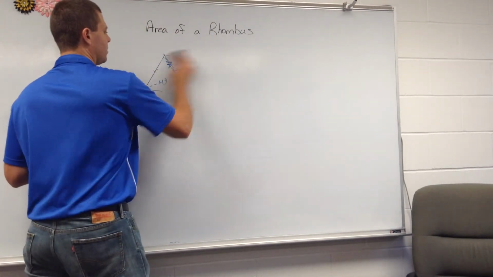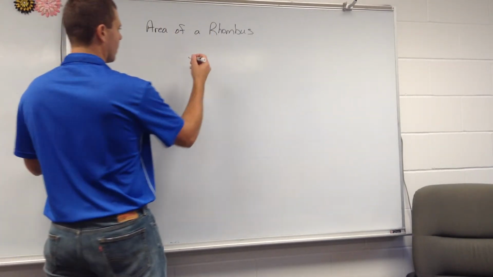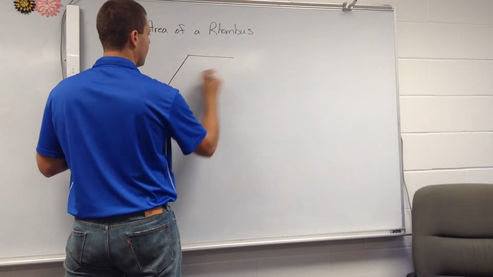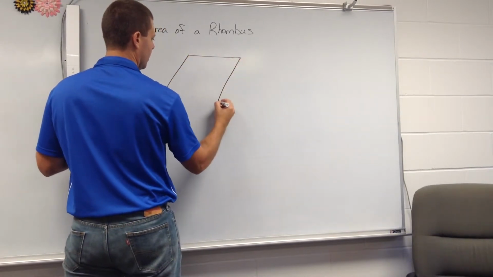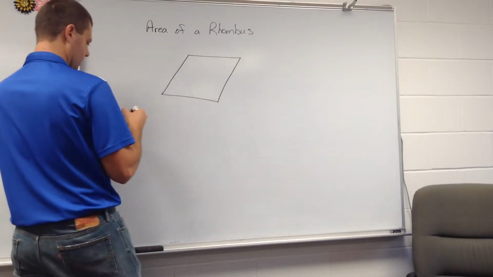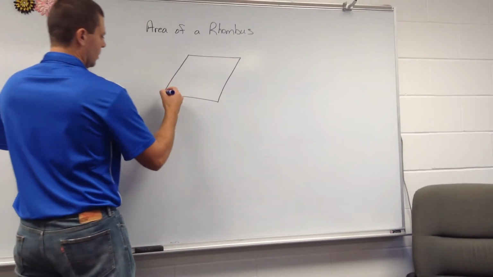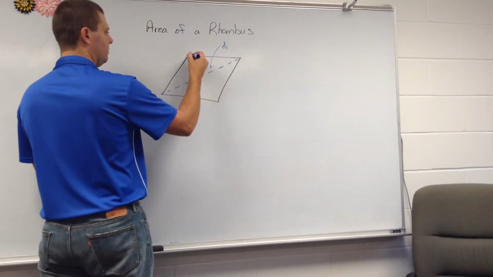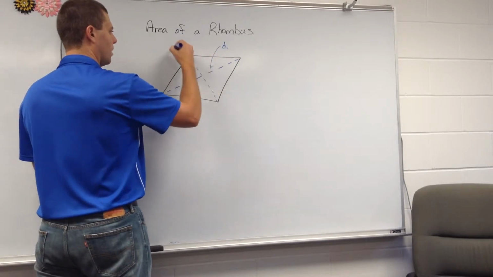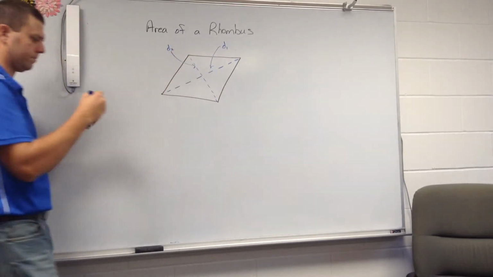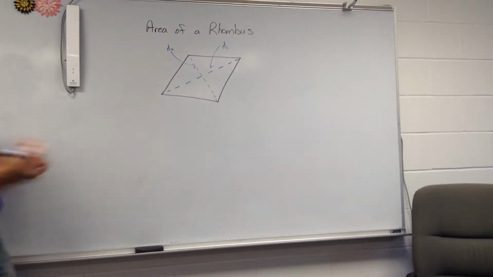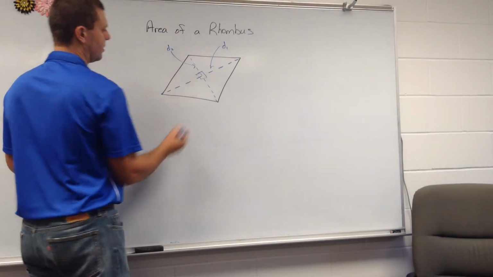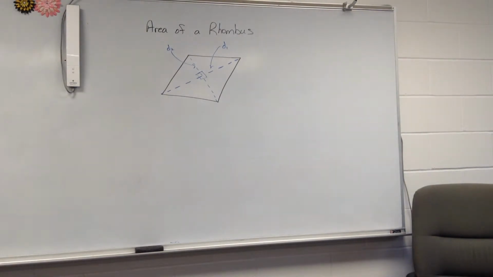Let me show you the book's way of doing it. So if you are one that reads the book, they actually use a formula with the diagonals in it. So let's call that one D1. And this one we'll call diagonal 2. And they're perpendicular, so they make a 90-degree angle right there. Alright, I'll do my best here. Bear with my drawing.